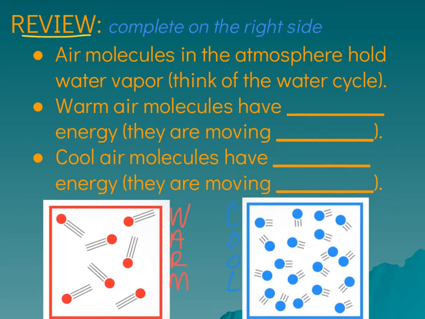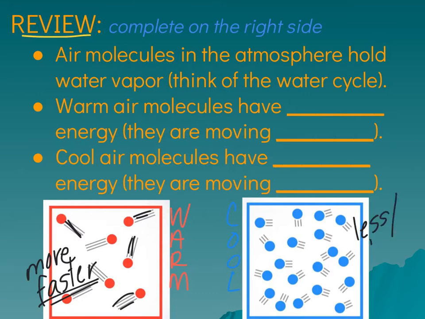Okay, the molecules in each one move a little bit differently. Here we can see the warm molecules have a little bit more energy within them because they're moving at a faster pace. We can see their little motion lines here are a little bit bigger, giving the illusion that they're moving a little bit faster. Whereas in cooler temperature air, the molecules are a little bit more tightly packed together, so they have lower levels of energy, and that's because they're more tightly packed and they are moving slower.